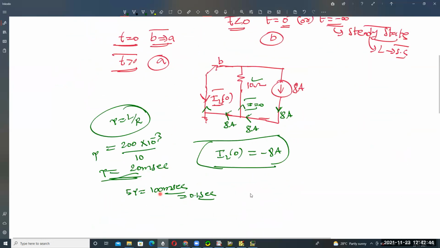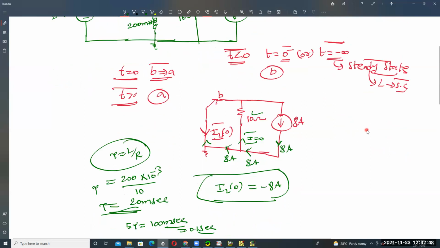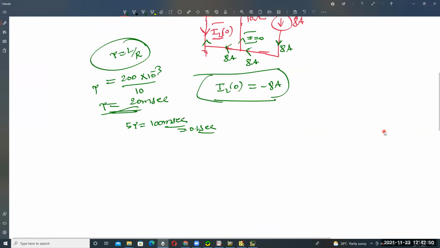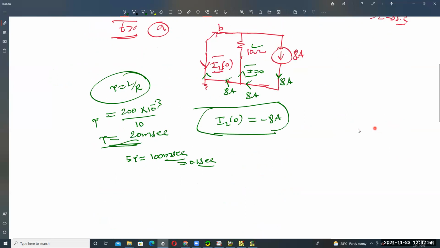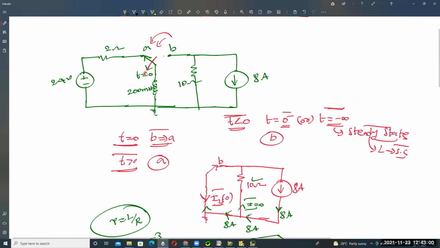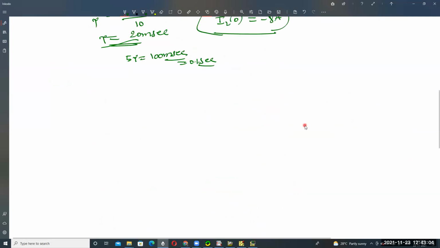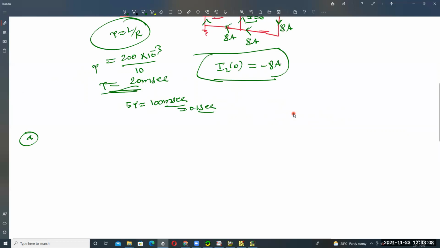After the switching action, the switch is in position A, so that's why the circuit is connected like this. Under steady state condition also, the inductor is short circuited after connecting in position A, so that means the switch is in position A. So what is the circuit here?